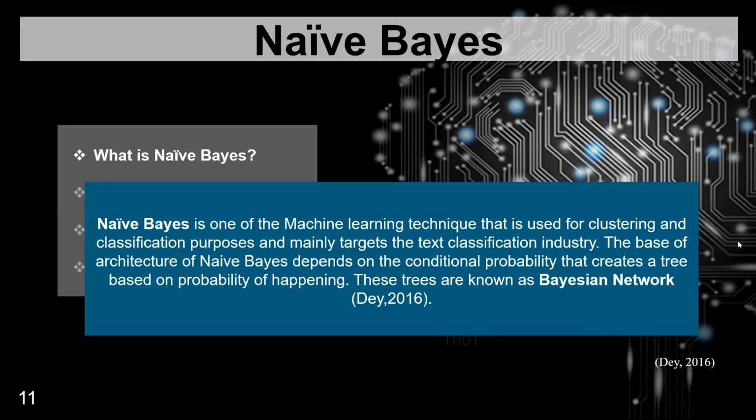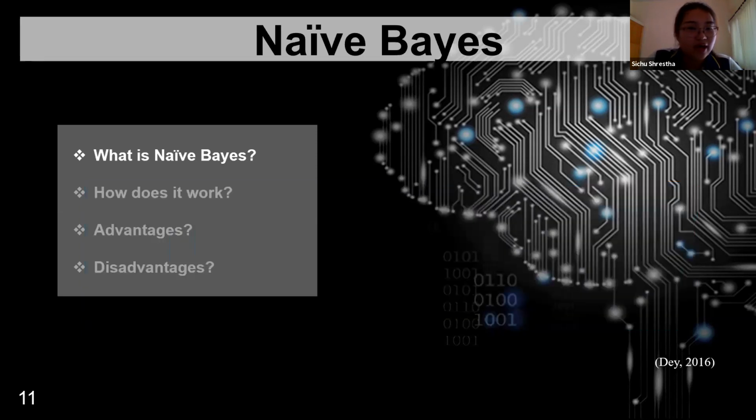Okay, thank you. Next I will talk about Naive Bayes. That is one of the machine learning techniques that is used for clustering and classification purposes. It depends on the conditional probability that creates a tree. This tree is known as a Bayesian network.